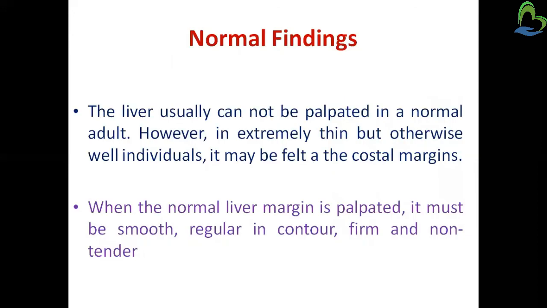The normal finding is that the liver usually cannot be palpated in a normal adult. However, in an extremely thin but otherwise well individual, it may be felt at the costal margin. When the normal liver margin is palpated, it must be smooth, regular in contour, firm, and non-tender.